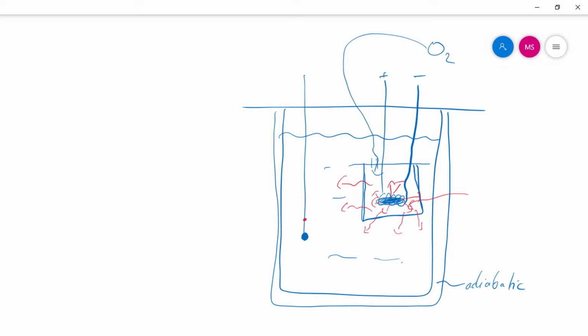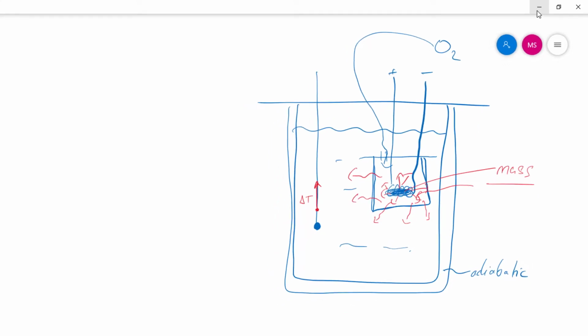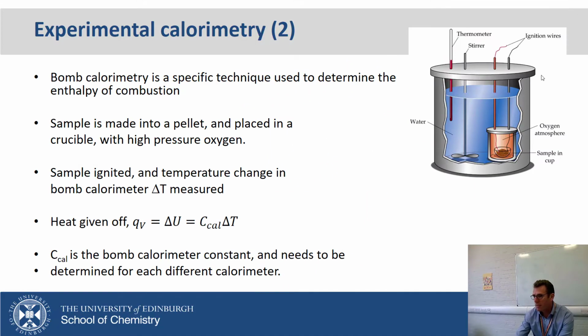And as it does so, it will increase the temperature of the water by an amount, delta T. So we're able to work out what the change in temperature is for this particular amount of substance. So we'll know the mass of that substance very accurately. So this technique is called bomb calorimetry, and it essentially is a very good way of determining enthalpy of combustion.